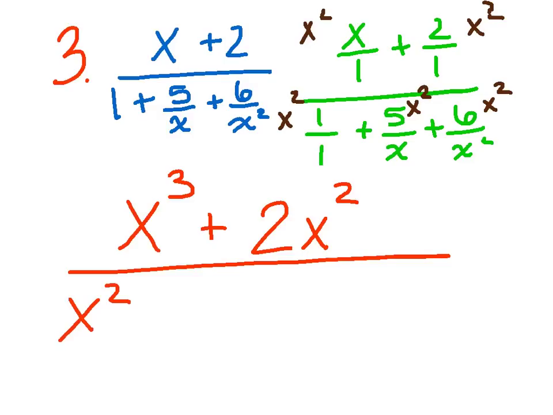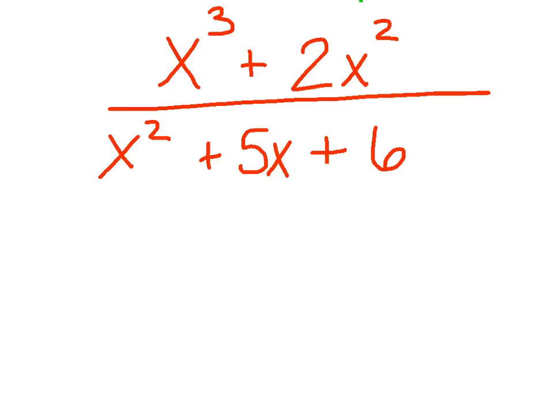And now here's where we have to pay close attention. This x squared can cancel with this bottom x, and I'm left with just an x. So I'm going to say plus 5x. And now these x squareds completely cancel, so I'm left with just plus 6.